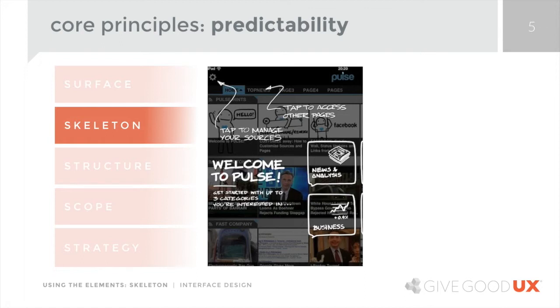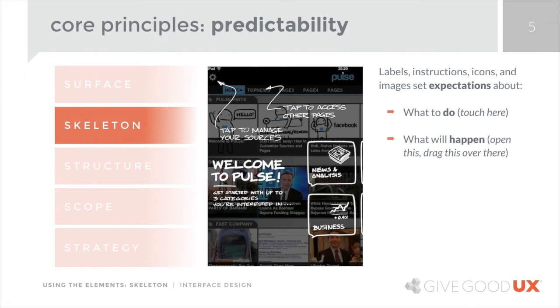First and foremost is predictability. And that essentially means that labels, instructions, icons, images are all things that we can use to set expectations. They're things that tell us what to do. Touch this button right here. Click this link. They tell us what will happen. Open this file. Drag this over here. Do something else. They tell us where we can go. They give us a sense of place. Where are we in the grand scheme of things?